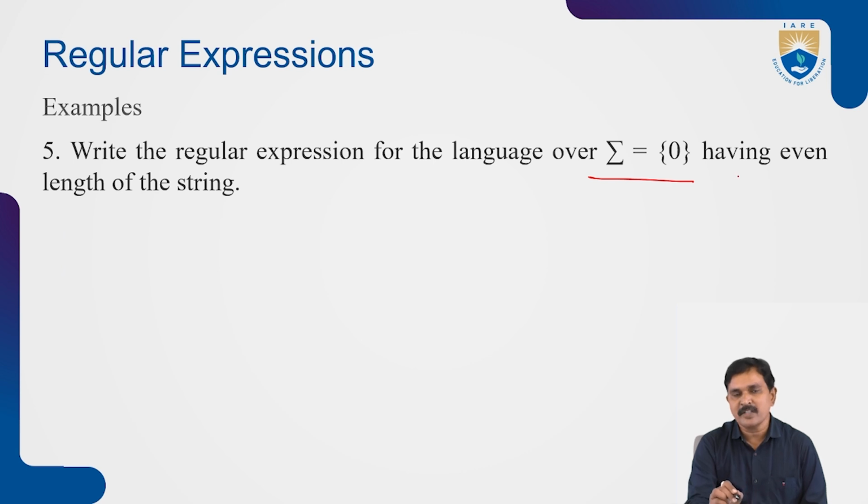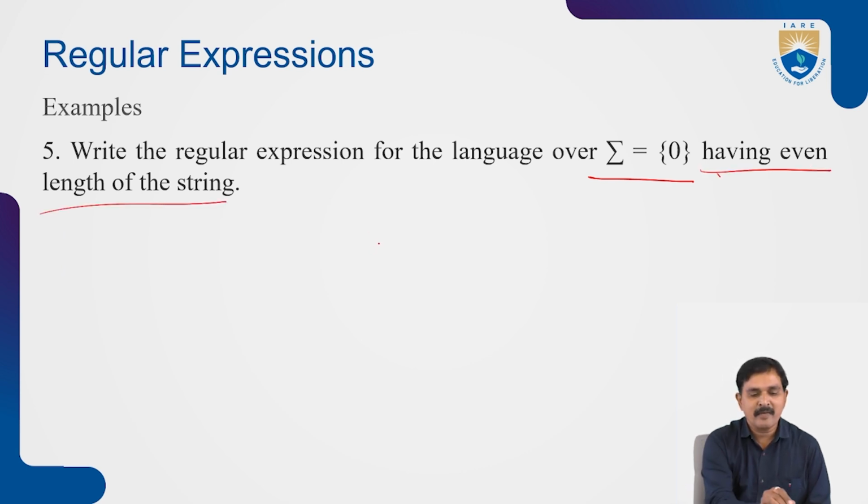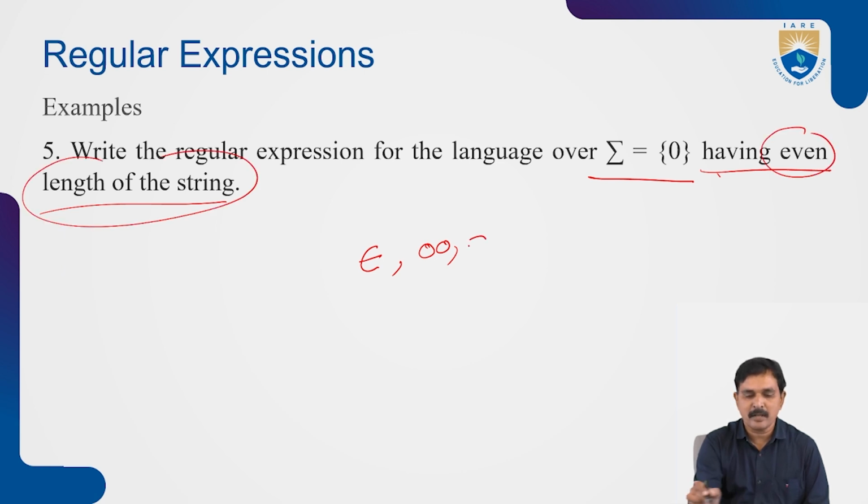The fifth question is: write the regular expression for the language over sigma equal to 0. Means you must take the alphabet symbol only 0, having even length of the string. So null, the number of zeros is 0. Two zeros is the even length, no? I'm asking here even length of the string. Four zeros. Even length is nothing but two zeros, four zeros, six zeros, like this. Extend the idea, that type of strings are generated.